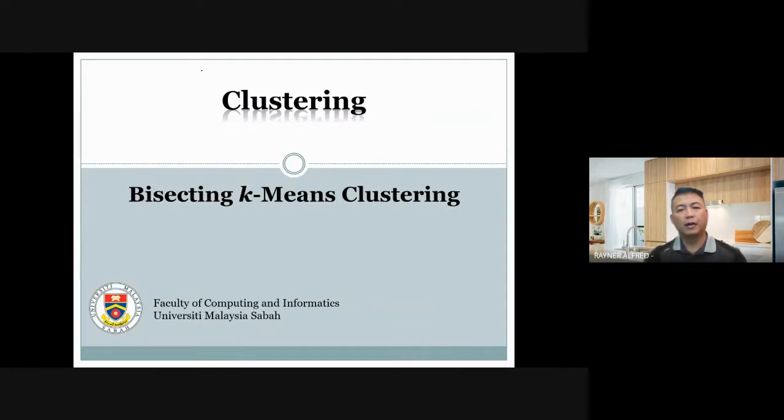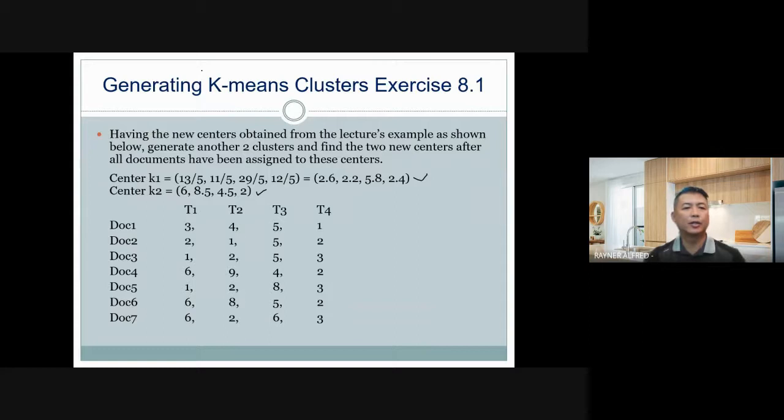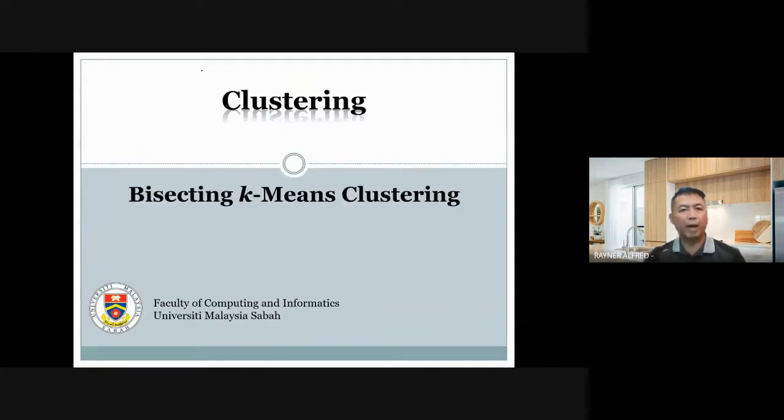Okay, that's for the k-means. So based on this example, we know that given a series of documents, we can randomly pick 2 or 3 of them to become the center. Then we assign the remaining documents to the cluster that is closest to the centroid. Compared to bisecting k-means clustering, bisecting means we divide the group of documents into two, bisect them.